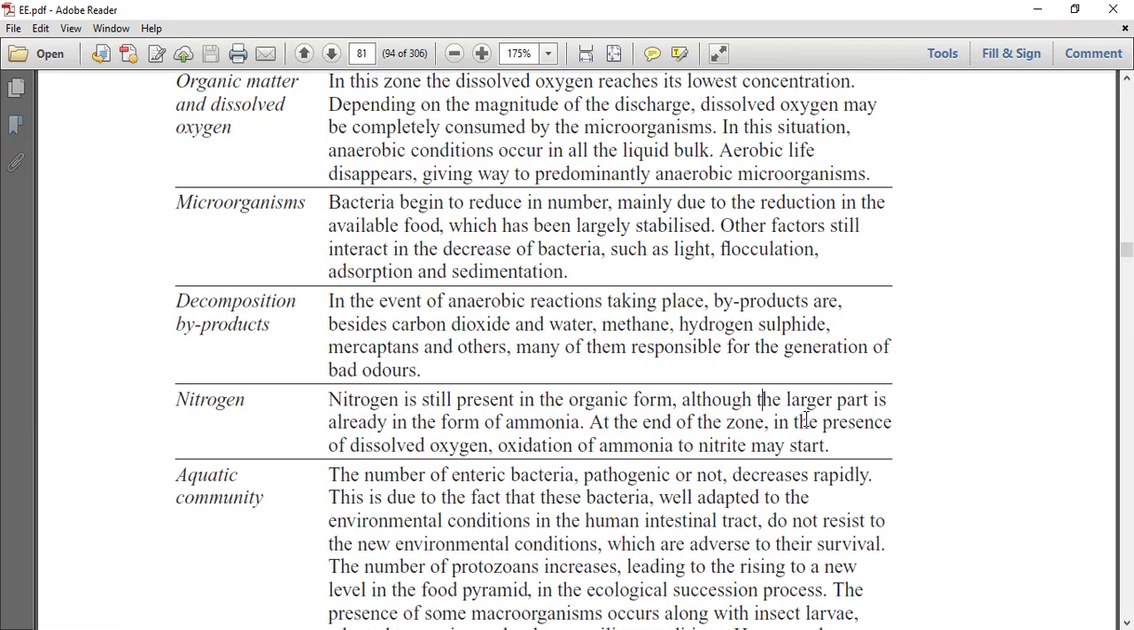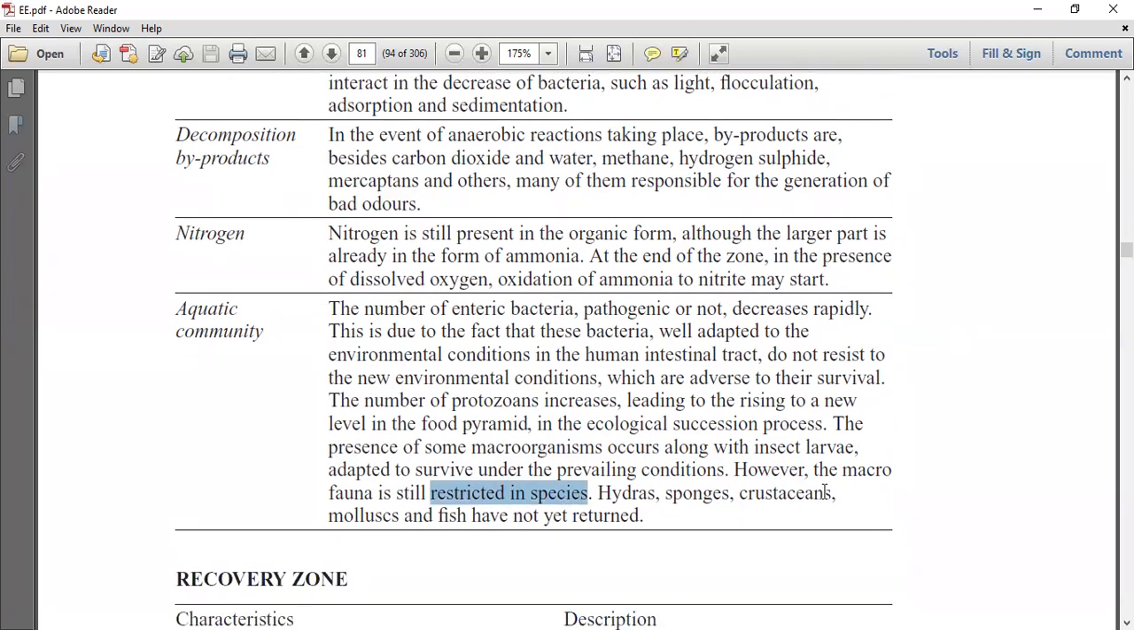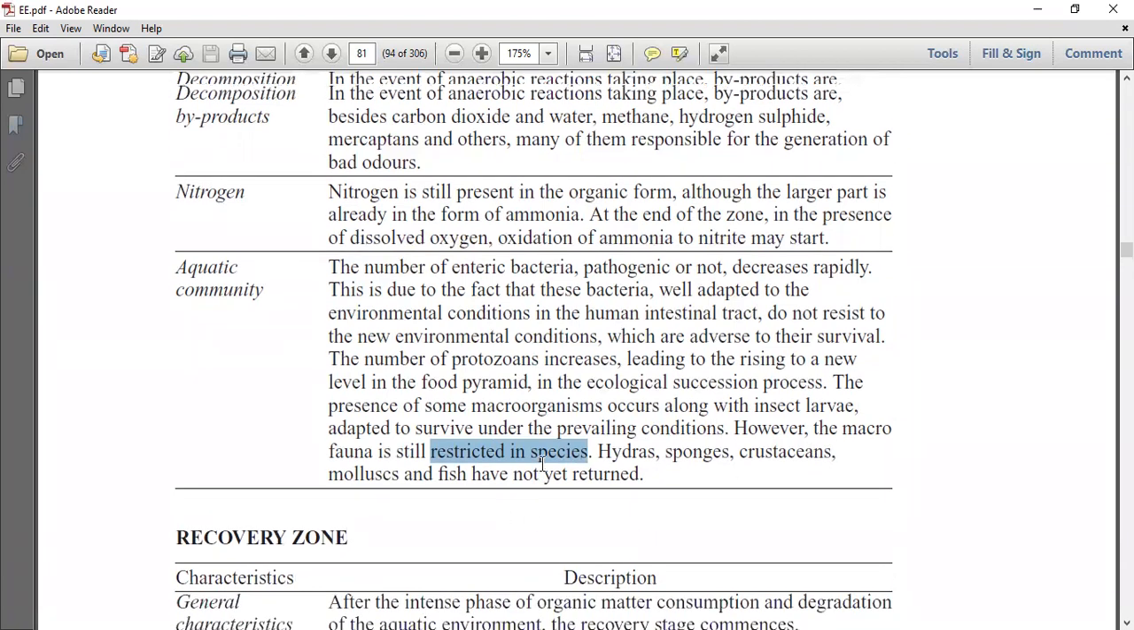The number of pathogenic enteric bacteria does not decrease rapidly. This is due to the fact that the bacteria well adapted to the environmental conditions in the human intestinal tract do not resist the new environmental conditions, which are adverse to their survival. The number of protozoans increases, leading to a new level in the food pyramid. In the ecological succession process, some microorganisms occur along with insect larvae adapted to survive under the prevailing conditions. However, the macrofauna is still restricted in species. Hydras, sponges, crustaceans, mollusks, and fish have not yet returned.